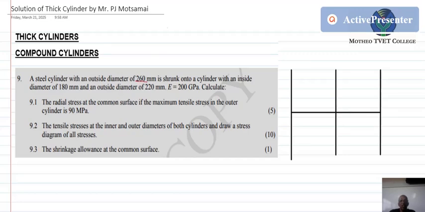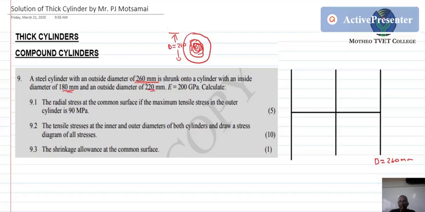You see we have a 260 outside diameter. It is steel for both materials. We have an outside diameter there which is 260 millimeters, the outer diameter of 260. Right, it's a hollow part. It is shrunk onto the other one, which is which one? The other one, which is also the steel cylinder, with the inside diameter of 180 and outer diameter of that.